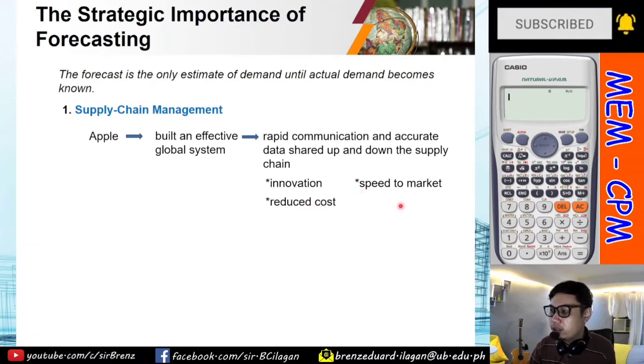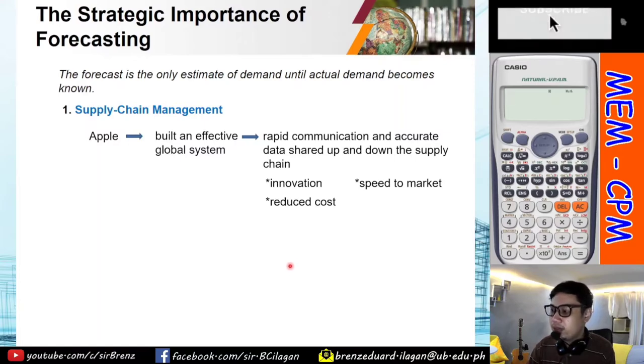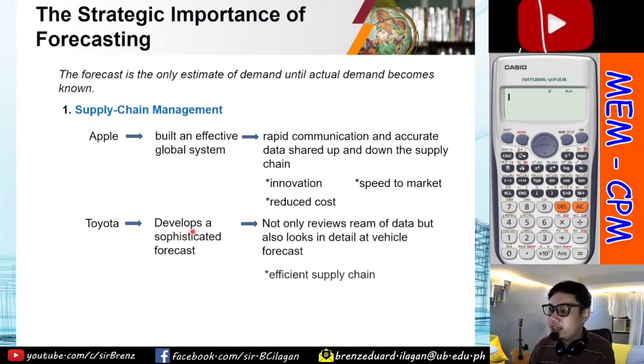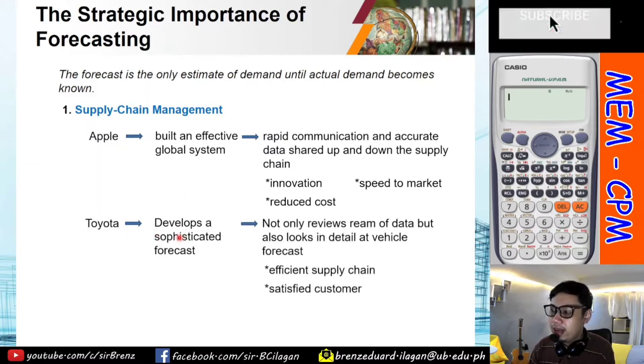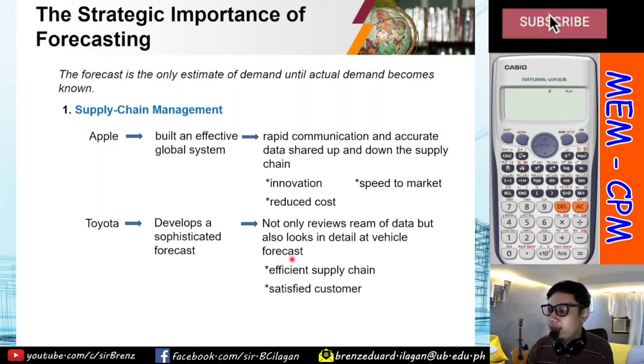Once a product goes on sale, Apple tracks demand by the hour for each store and adjusts production forecasts daily. So at Apple, forecasts for its supply chain are a strategic weapon. Another company, maybe you know it, is Toyota. Toyota develops sophisticated car forecasts with input from a variety of sources. This includes dealers, but forecasting the demand for accessories such as navigation systems, custom wheels, spoilers, and so on is particularly difficult. And there are over 1,000 items that vary by model and color.